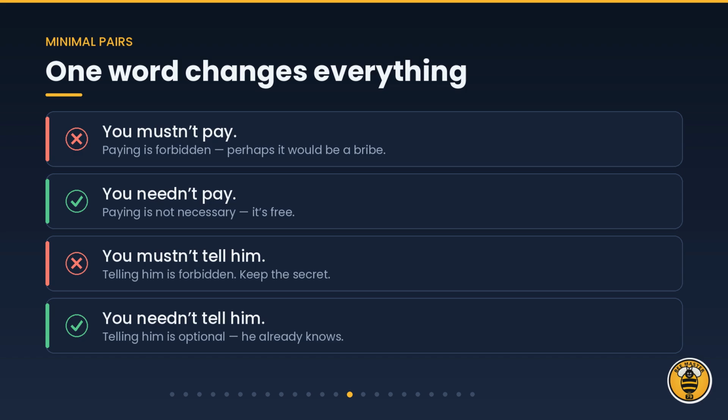Look at these pairs. Only one word changes and the meaning turns completely around. You mustn't pay. Paying is forbidden. Perhaps it would be a bribe. You needn't pay. Paying is not necessary. It's free. Two very different conversations.